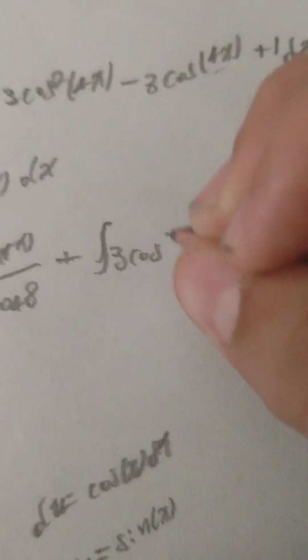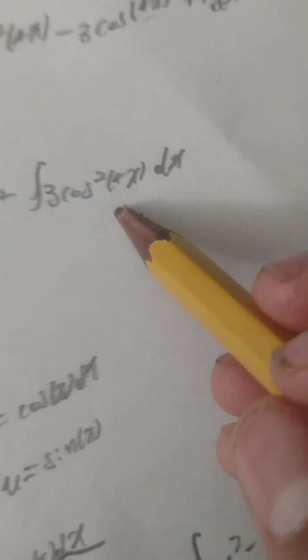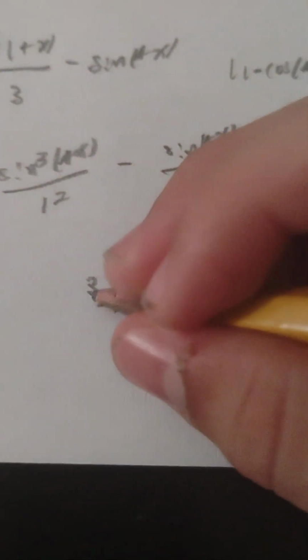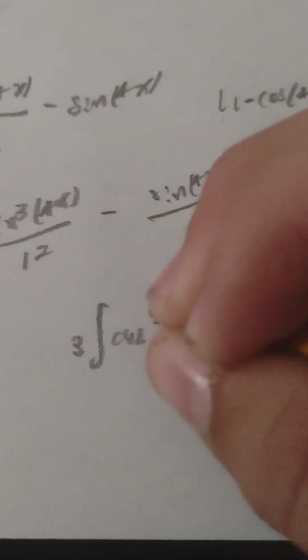And then this minus becomes a plus. Plus sine 4x over 48, which is 512 times 4. Plus the integral 3 cos squared 4x dx. All we have to do is this. All we gotta do is that. Right there. So let's do 3 times the integral cos squared 4x.